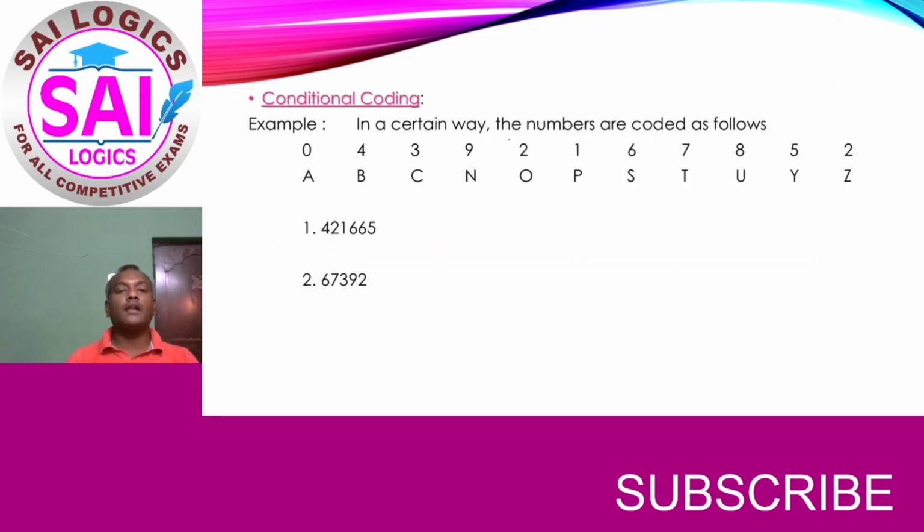And the third and the final coding is conditional coding. Here the coding is very clear and they will mention certain conditions. In a certain way, the numbers are coded as follows. That means A is 0, B is 4. Likewise they have given and they have asked to find the code for 421665.